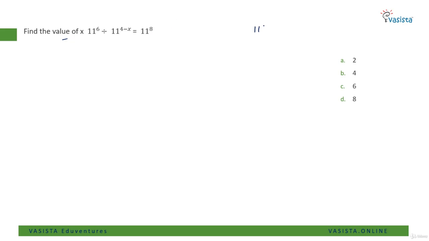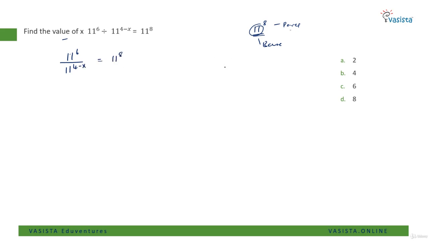So when you get a number like this, this is going to be called the base, and this is going to be called the power. That you all know, right? We also need to find out, and you should know the rules of the exponents. Now let me write down 11 to the power of 6 divided by 11 to the power of 4 minus x is equal to 11 to the power of 8.